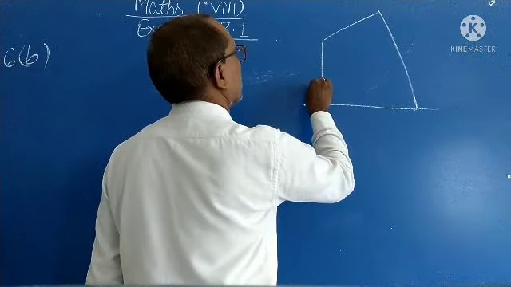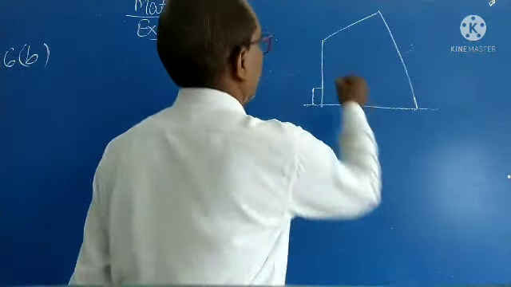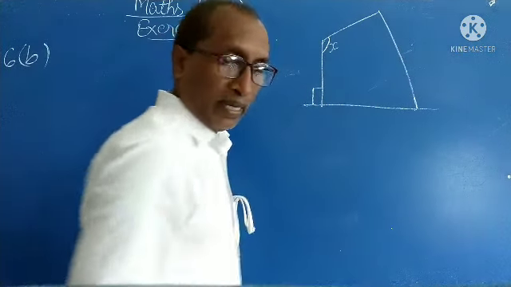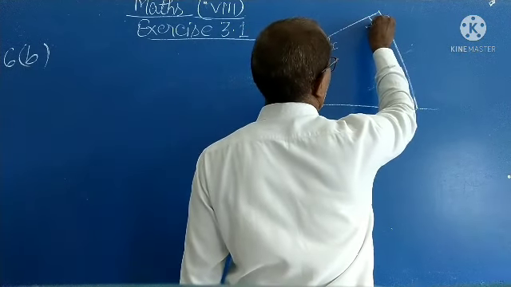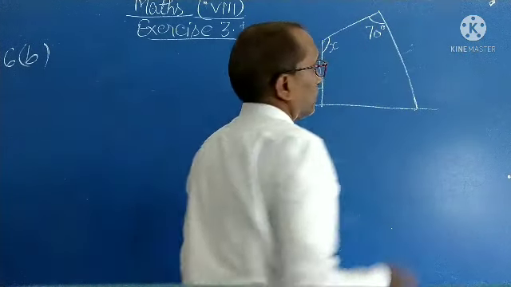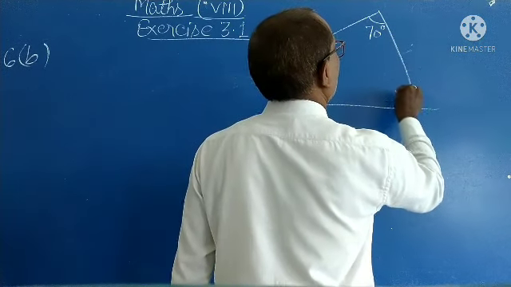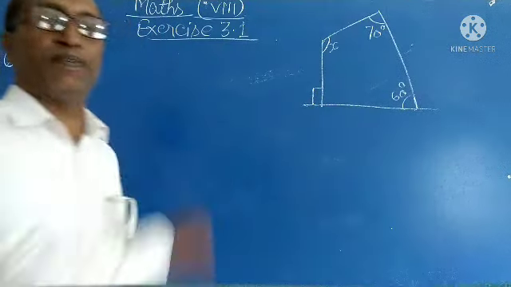Here is a 90-degree angle and here is X and here is 70-degree and here is 60-degree. You find out the value of X from this figure.